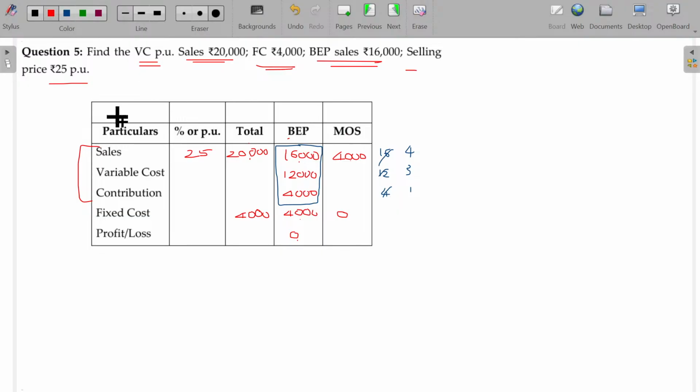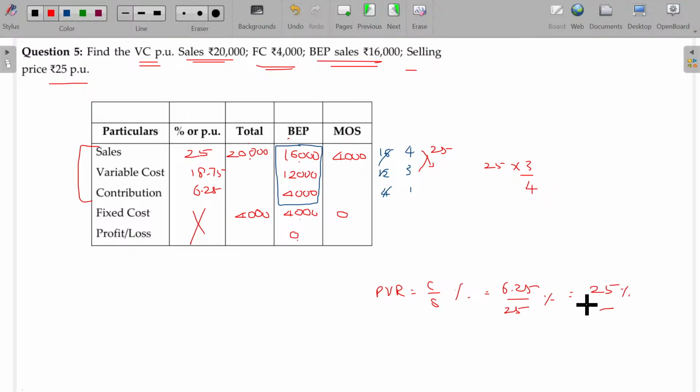Come on, tell me, what about the variable cost here? You have to do the cross multiplication. 25 being the sales value is given. What about the variable cost? 25 into 3 by 4, 18.75, and contribution should be 6.25. And the PVR being contribution by sales into 100. The contribution being 6.25 divided by sales 25, then the ultimate value being 25%. 25%. Try to finish off the rest also.